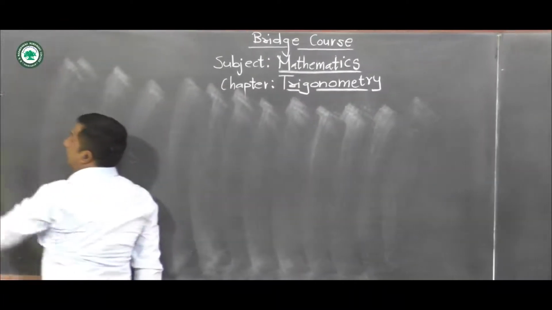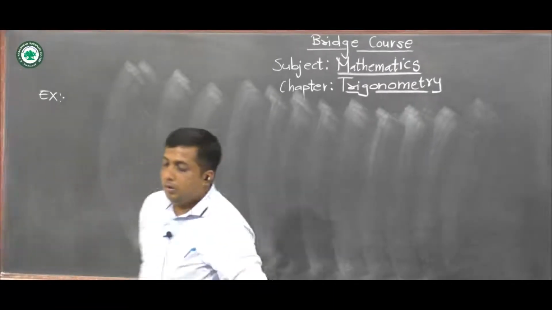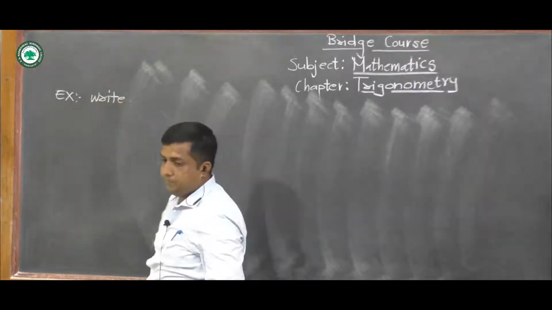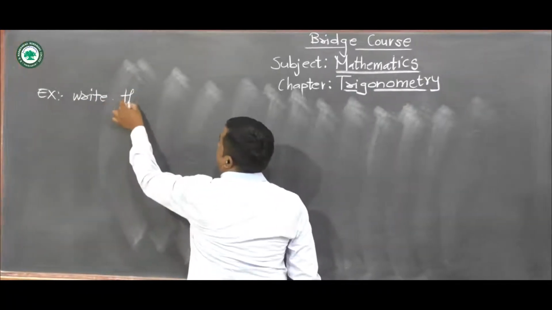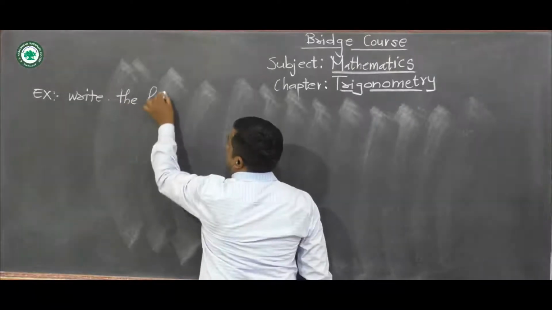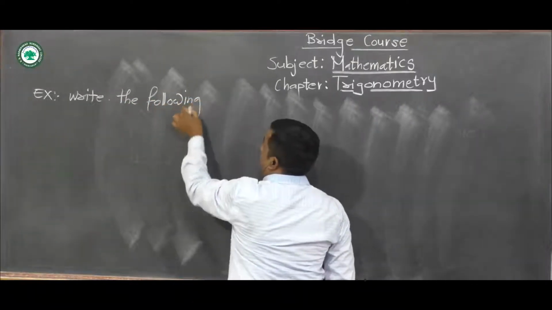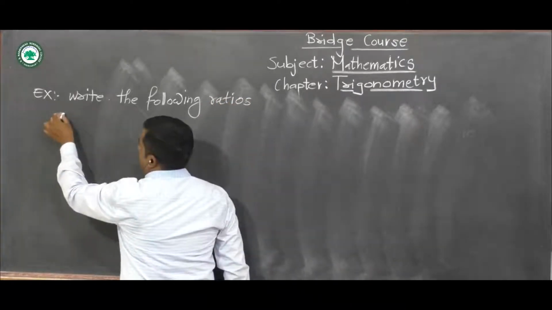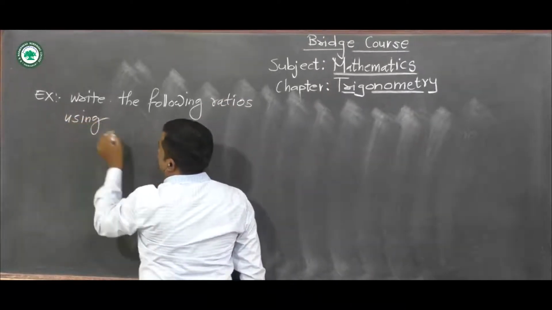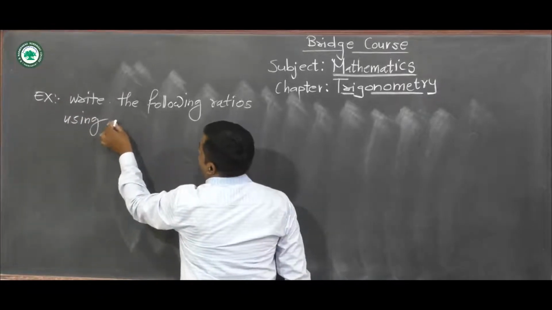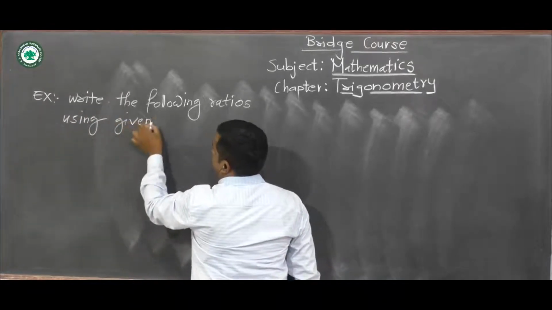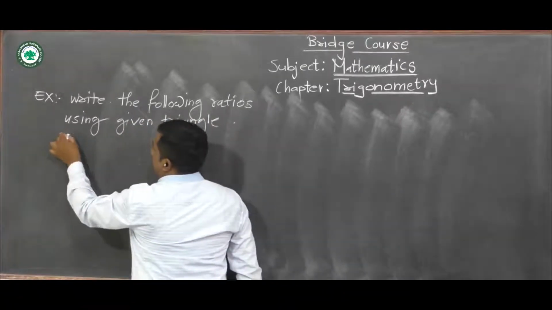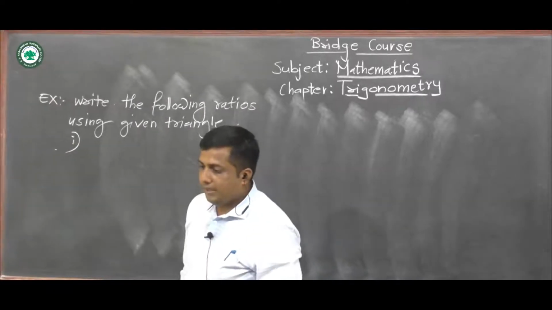Example here given: write the following ratios using the given triangle. Here in the first we have to find sin P.